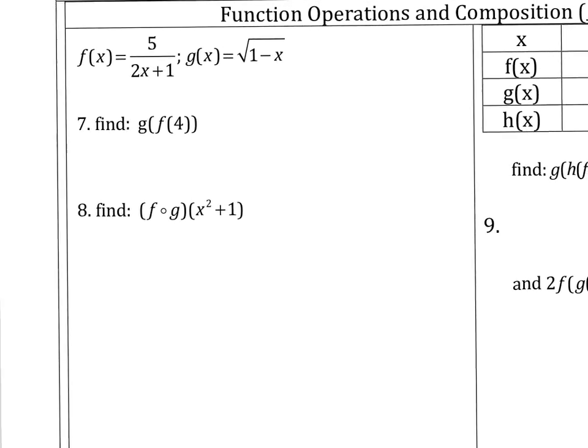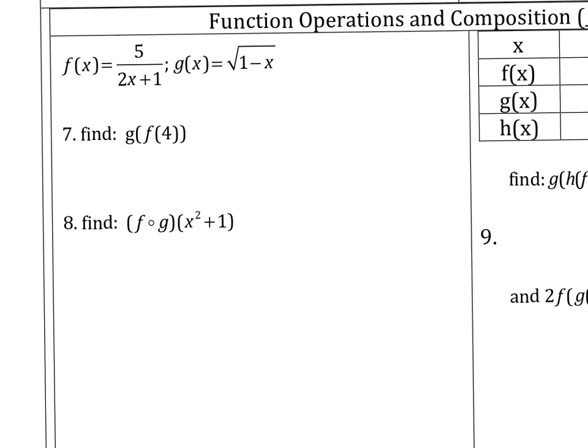For our third question, you're asked to do some composition. At first, we're trying to find g of f of 4. Okay, so let's do that. So g of f of 4, first I'm going to find f of 4, which is 5 over 2 times 4 plus 1, which is 5/9. That means instead of f of 4, I can write 5/9.